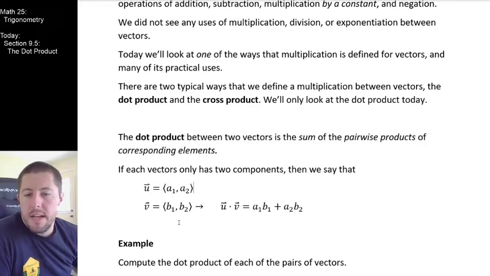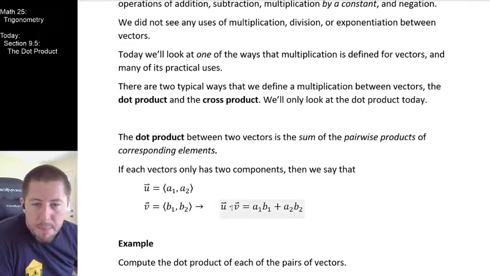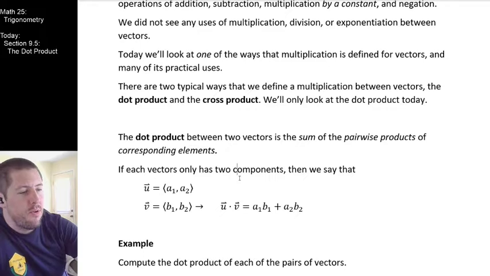So if each vector only has two components, like my u and my v right now, then we're going to take the sum of the products of the corresponding elements. A1 and B1 are the two things in the first slot, so we multiply them. We add that to A2 times B2, the two terms that are in the second slot. We take that sum, and that's what we get out from the dot product. You should notice that the dot product is written with the same little multiplication symbol that you've seen in the past. This is our dot product right there. It's the dot between the u and the v.